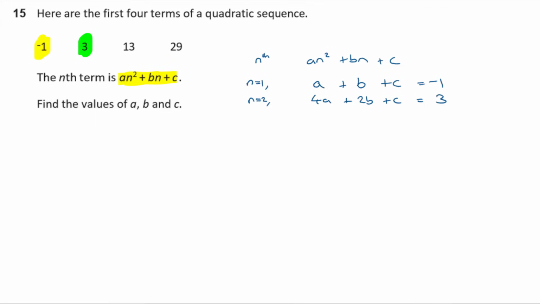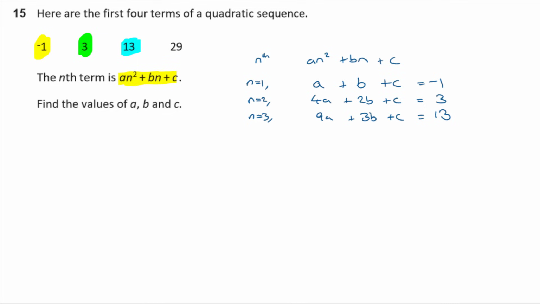Now I've got 3 unknowns, so I'm going to need a third equation to find 3 unknowns. So I'm going to go for n is equal to 3. Now this might look a bit weird, but it's the same for every quadratic sequence. So once you've done a few of these, you kind of recognize what I'm doing. So when n is 3, then n squared is going to be 3 squared, which is 9. That's going to give me 9a plus bn, n is 3, so that's 3b plus c, and that's going to be equal to the third term of my expression. Okay, now I don't need to use the fourth one. That's overkill for my purposes. I'm just going to use those 3.